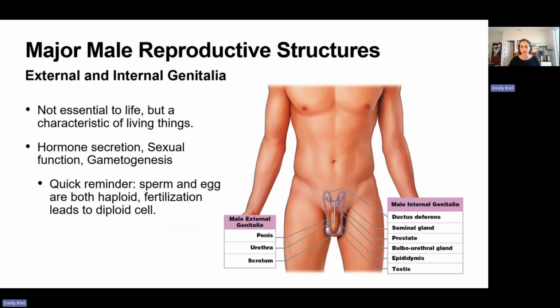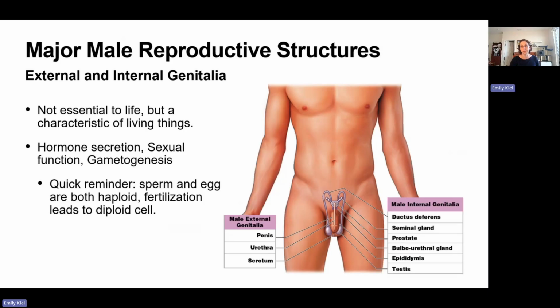Looking at some of this genitalia, we have the external genitalia of the penis, the urethra, and the scrotum. Reminder, the urethra carrying some of that urine from the bladder. And then internally, we have the testis, or the testicles. We've got the epididymis. This is part of the pathway sperm will take as they leave the body.